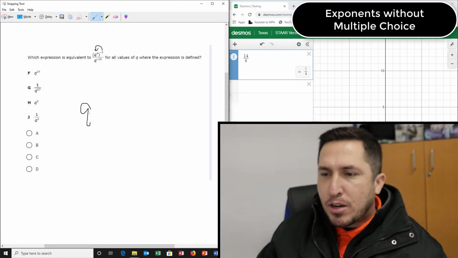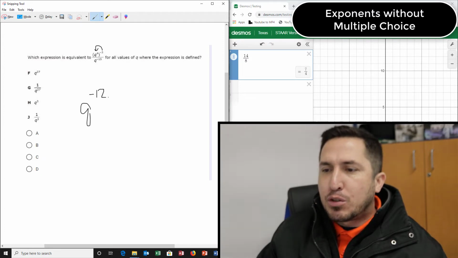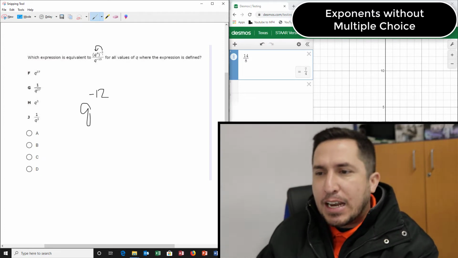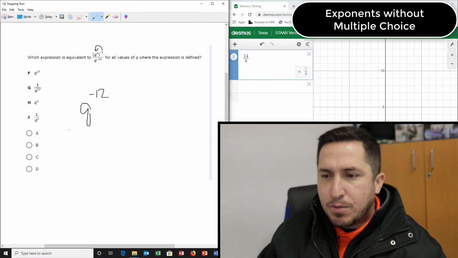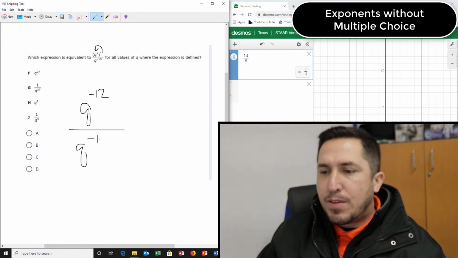So the top part turns into q to the negative 12. Where did that come from? Because I did negative 3 times 4, and that gave me negative 12, all over q to the negative 15.